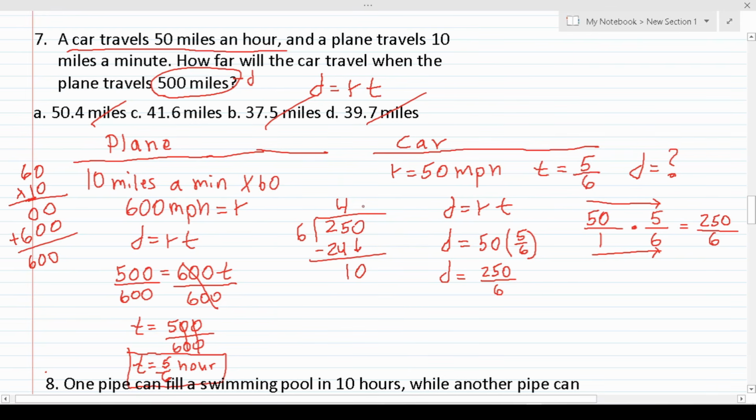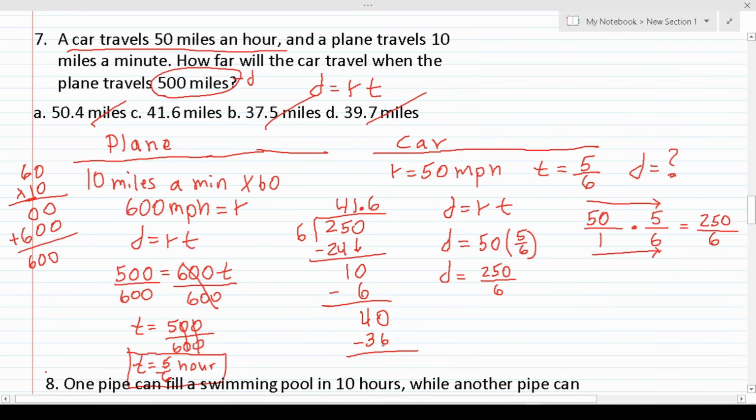6 goes into 10 one time without going over. 6 times 1 is 6. 10 minus 6 is 4. 6 doesn't go into 4, so we're going to have to add a 0. In doing so, that's going to prompt us to bring a decimal right there. 6 goes into 40 6 times without going over. 6 times 6 is 36.